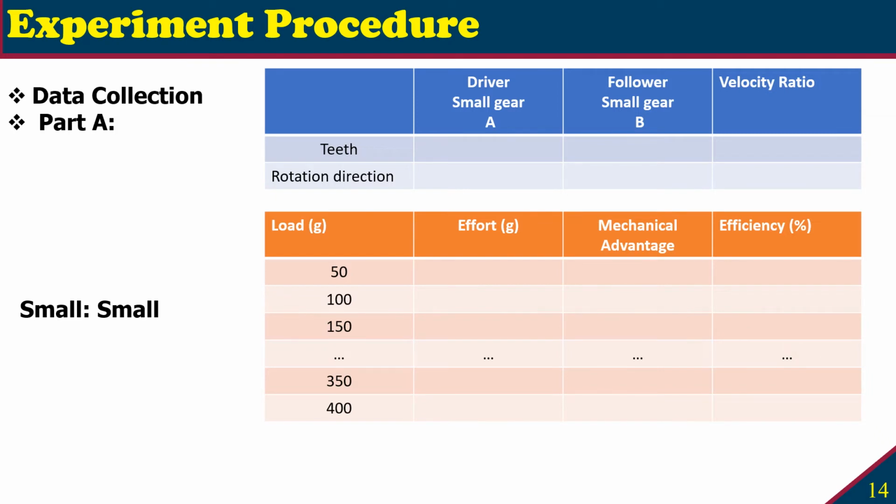Then you have to apply load on the driver and see how much effort it takes to pull that load on the follower. The load will be on the follower, and you slowly increase the weight so that you know the exact effort to raise the load of 50. So we'll increase the load, in grams, from 50 gram, 100 gram up to 400 gram, and for each of those we have to find the mechanical advantage and efficiency.